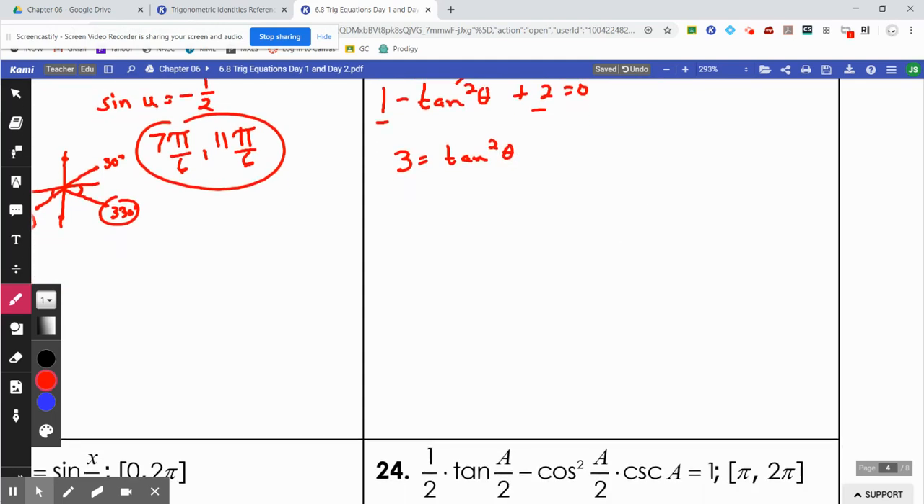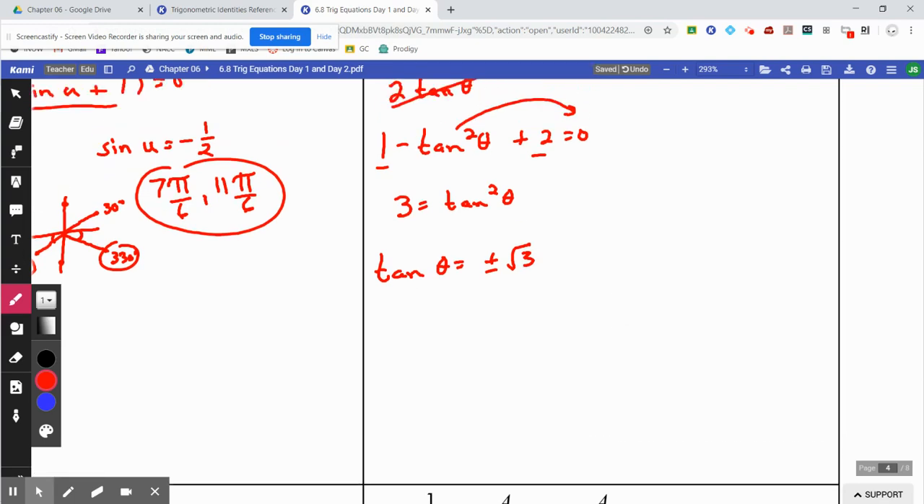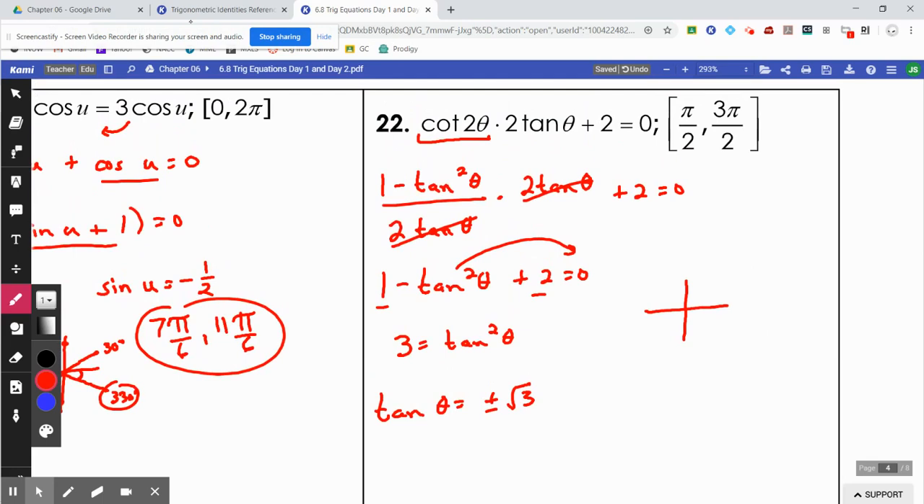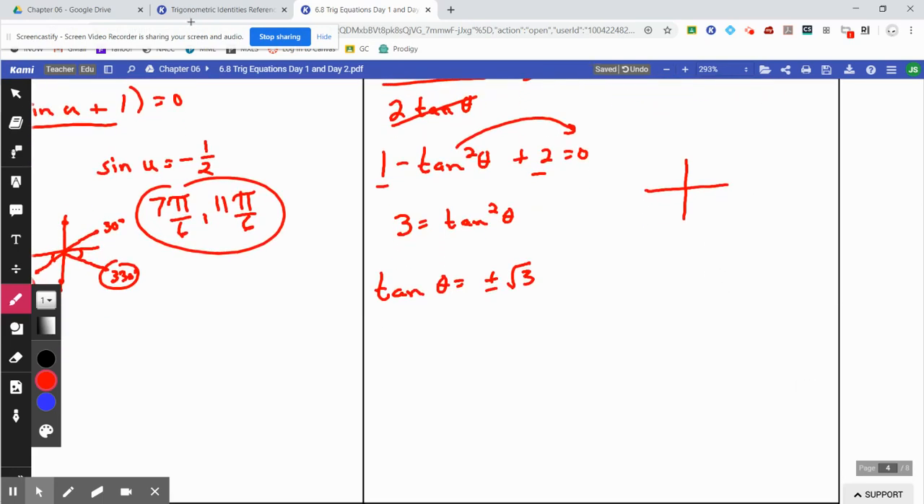To get rid of a square, we're going to take the square root, and that's going to leave me with the tangent of theta is equal to positive and negative root 3. So we're asked, where is tangent equal to positive or negative root 3? We're looking for all solutions between 90 and 270. So we're looking for all answers from here to here.